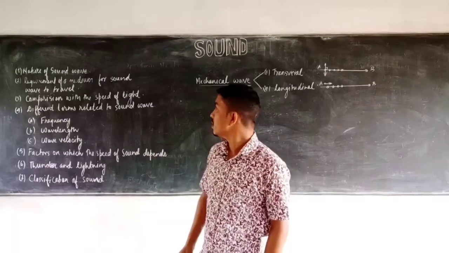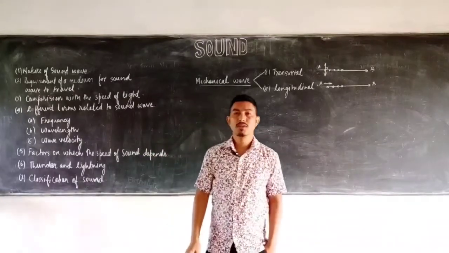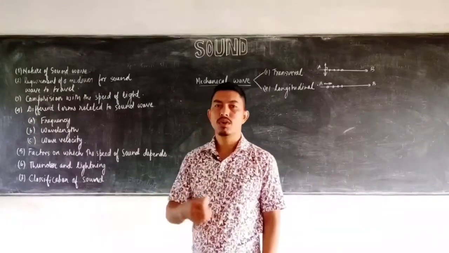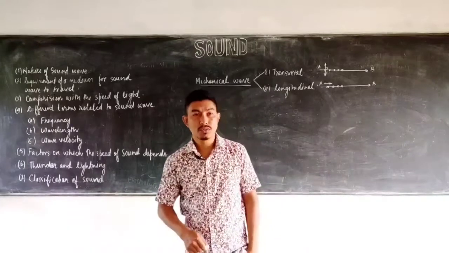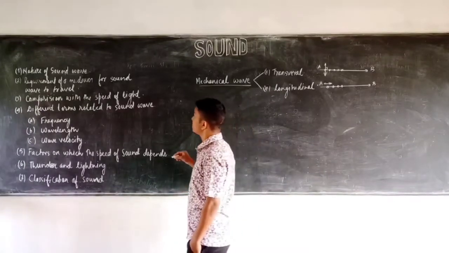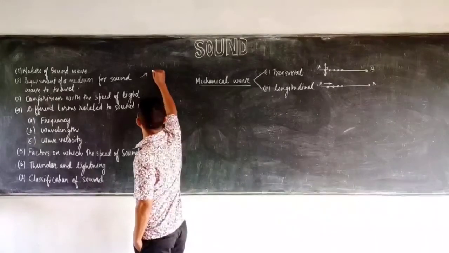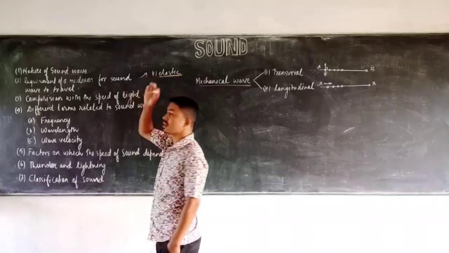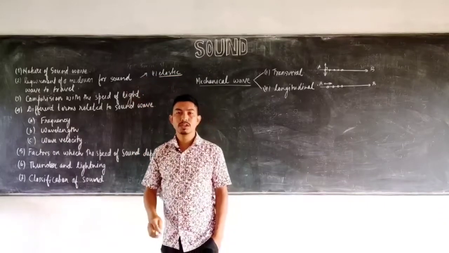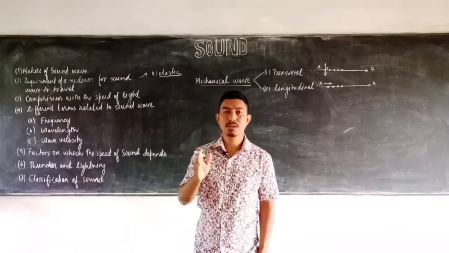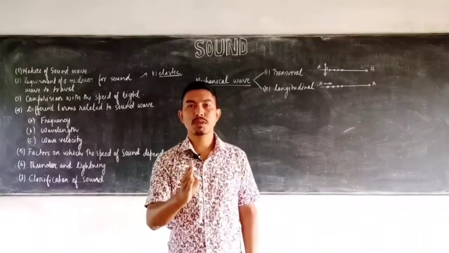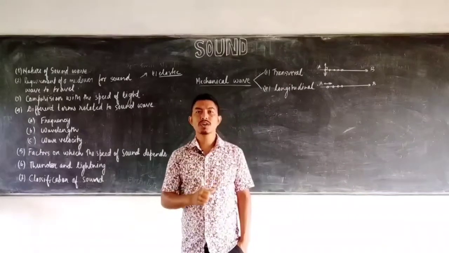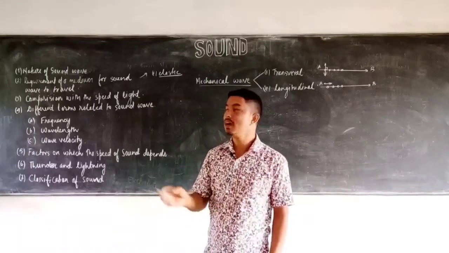Now coming to the requirement of a medium for the sound wave to propagate. There are three requirements for any medium to allow the sound wave to pass through it. The first one is that the medium must be elastic. Elastic in the sense that the particles of the medium, after vibration, should be capable of coming back to their mean position. That means they should come back to their original position. So that is said to be elastic.